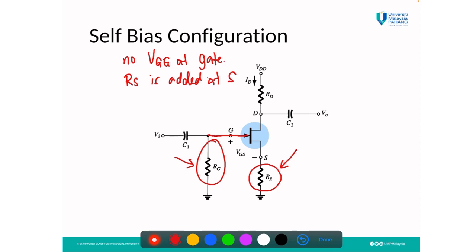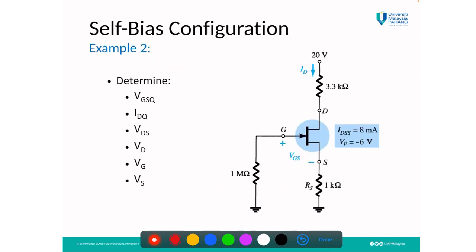So we go to the example. The question is the same: to find VGSQ, IDQ, VDS, VD, VG and VS. Let's examine the circuit. IDSS is 8 milliampere, VP is -6.